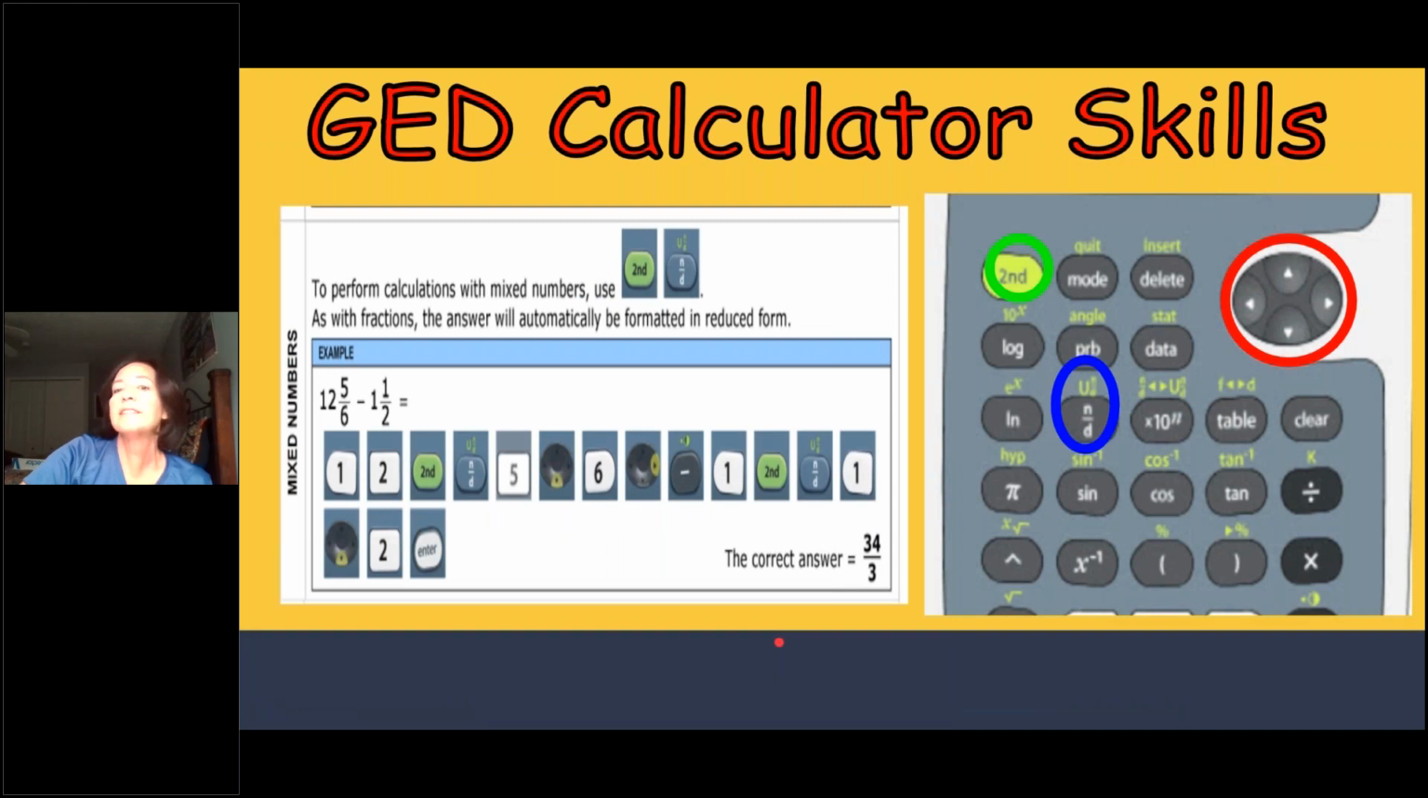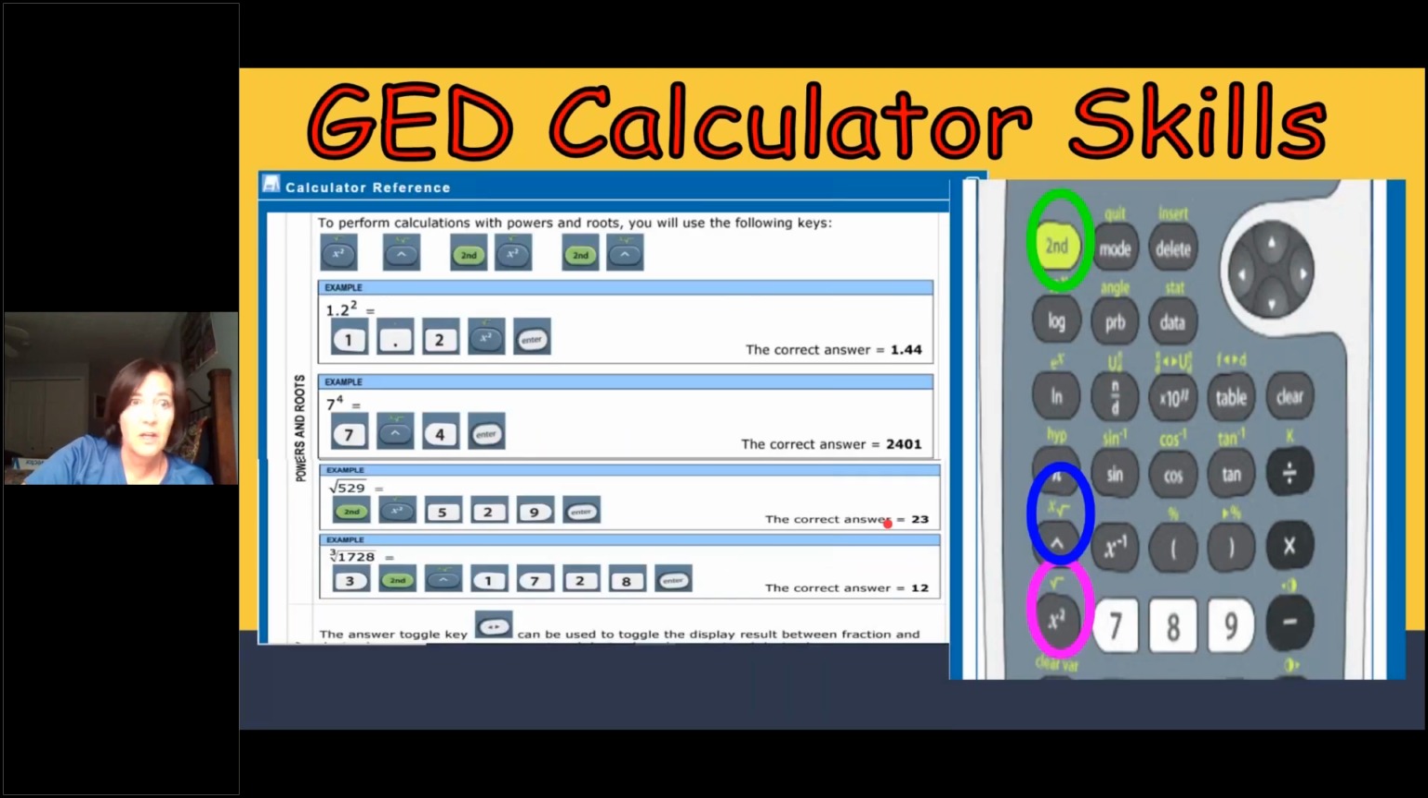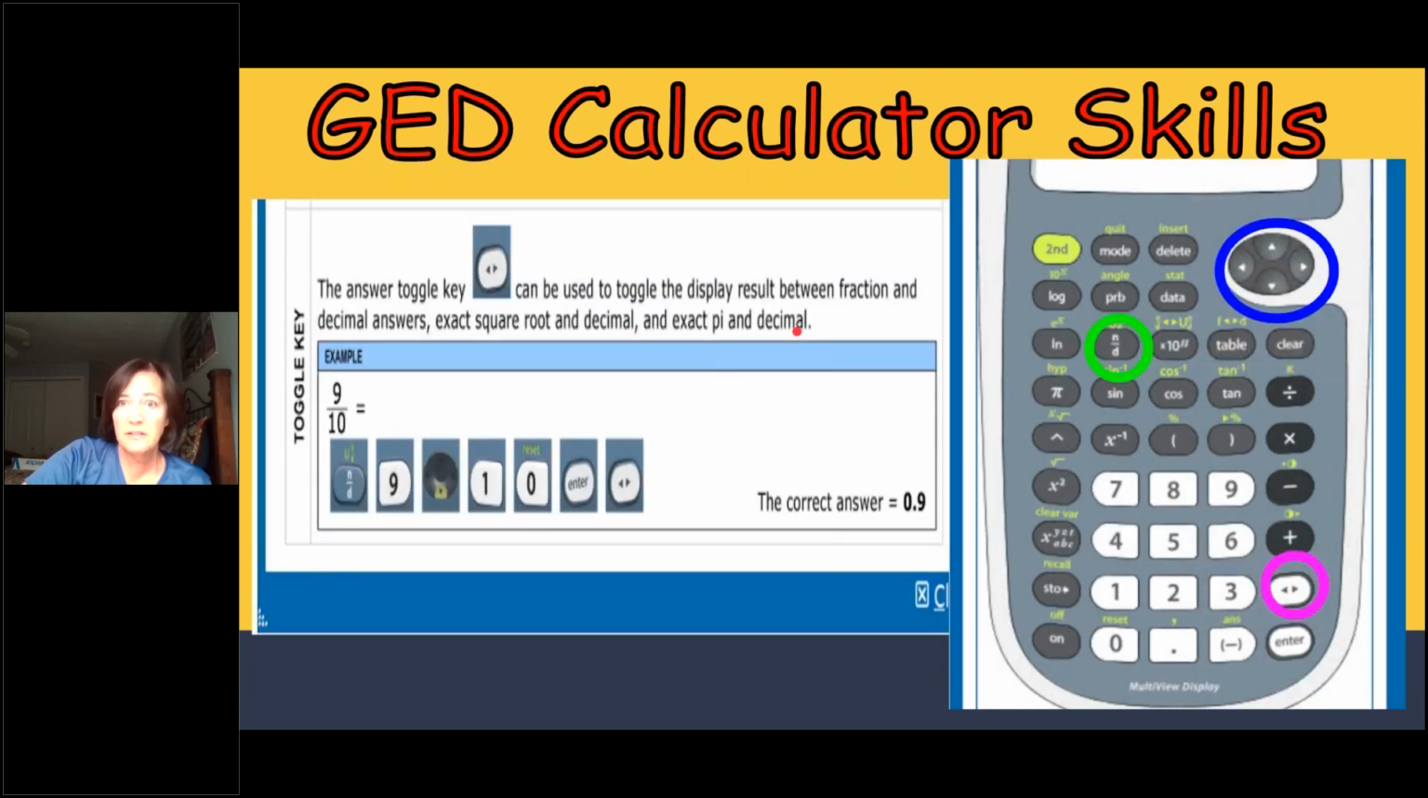We've got mixed numbers. The mixed number is actually the second function of the fraction key. We have powers and roots on those buttons. And then we've got the toggle key. This is another one that it was a long time before I realized how to find it. The toggle key is circled in purple right down here, and it's got two arrows on it pointing either direction. That will take you back.